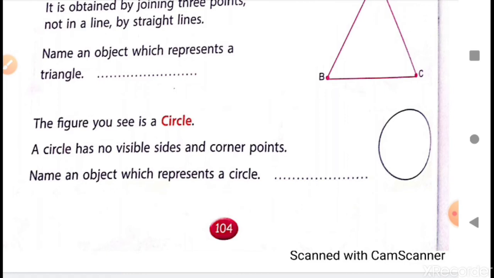Circle का कोई भी side नहीं होता है. Circle, you can say circle has got only one plain side. If you take any circular thing, cut a shape and put it on any plane, you will see only one side. सिर्फ एक side आपको दिखेगी. So that is a circle. Okay. So these are the 4 basic shapes.